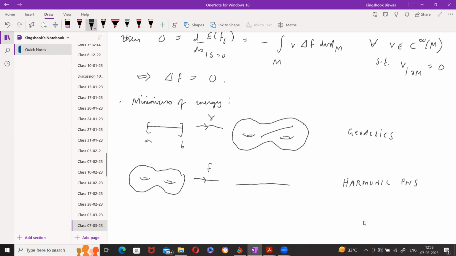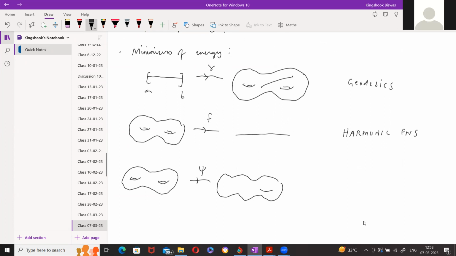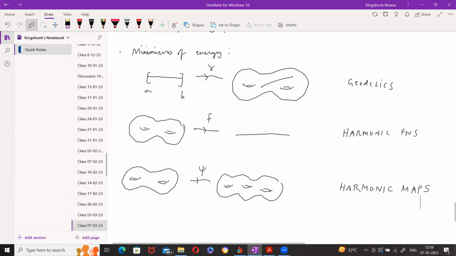To finish, in the remainder of the course, what we'll be looking at is actually maps between manifolds. That's a fully nonlinear version of the above two situations. For a map between manifolds, we can define the energy of such a map, and then we'll see that minimizers of the energy in this fully nonlinear setting are what are called harmonic maps.